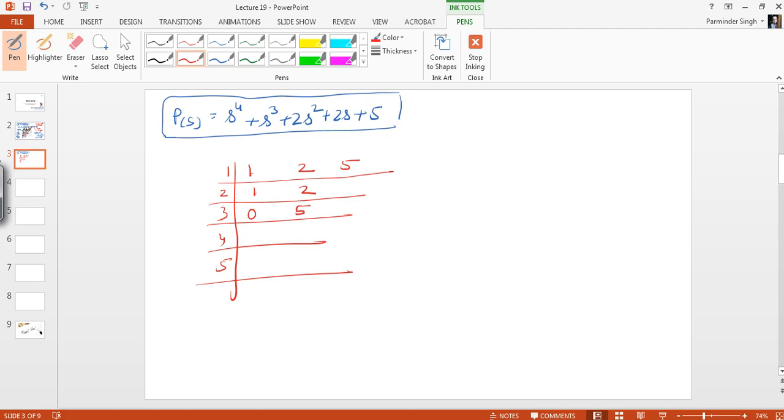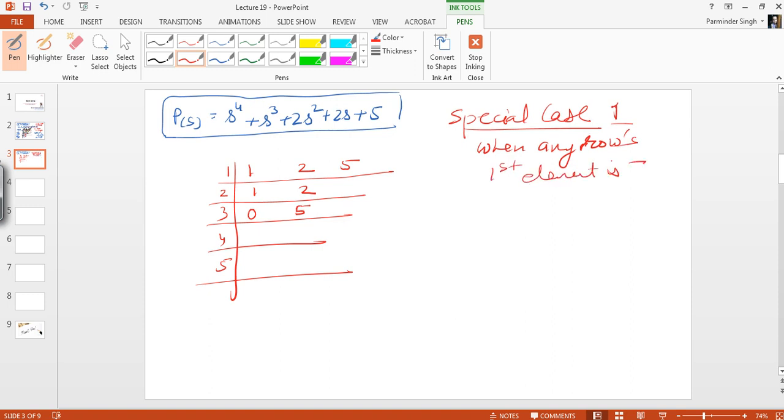So the array has to be prepared for this thing. Now since we have 0 over here, we cannot proceed further. So how to solve this thing? This is basically your special case number 1, when in any row the first element is 0.